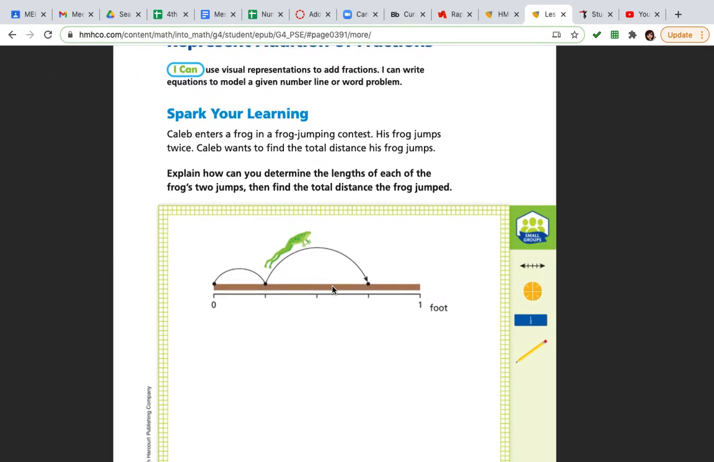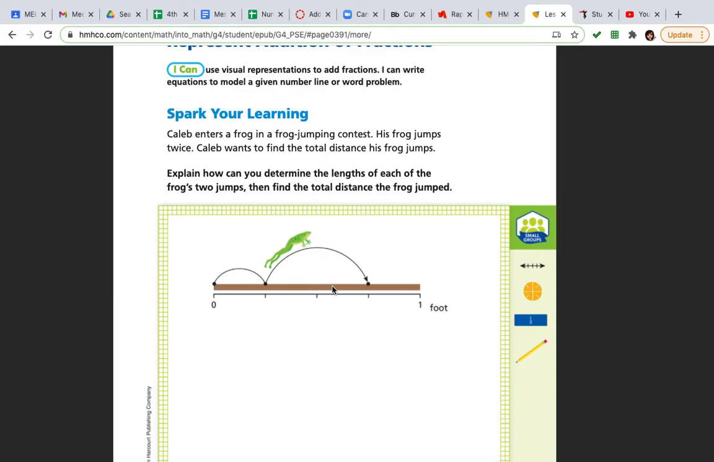Alright, so today's objective is to use visual representations to add fractions. I can write equations to model a given number or word problem. So let's look at our scenario. Caleb enters a frog in a frog jumping contest. His frog jumps twice. So twice means 2 times. Caleb wants to find the total distance his frog jumps.